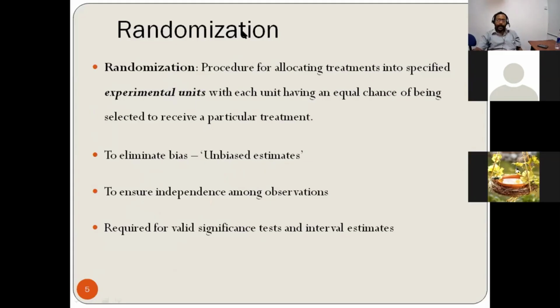When you do randomization, as we already said, we can go for an unbiased estimate. That is the major objective of randomization. Meantime, parallelly, we can ensure there is independence among the observations. Observations are independent, basically. So to have independent observations, they should be more or less homogeneous.